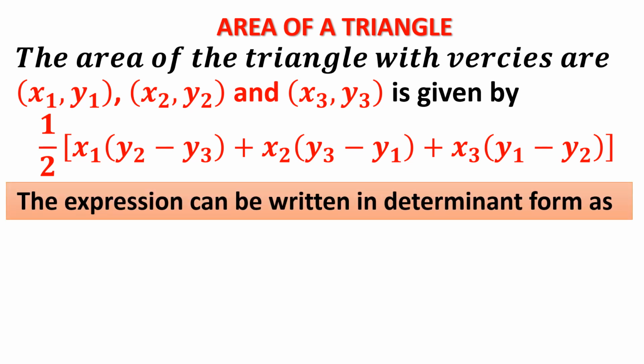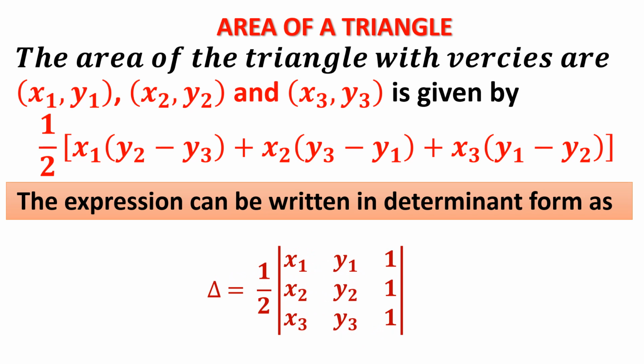This expression can be written in determinant form as half multiplied by the determinant with rows x1 y1 1, x2 y2 1 and x3 y3 1. When you expand it with respect to the first column, you will get the expression which you are seeing on the top. It is very easy to remember this: x1 y1 the first vertex coordinates, second vertex coordinates, third vertex coordinates, and 1 1 1 in the last column. Very easy to remember.